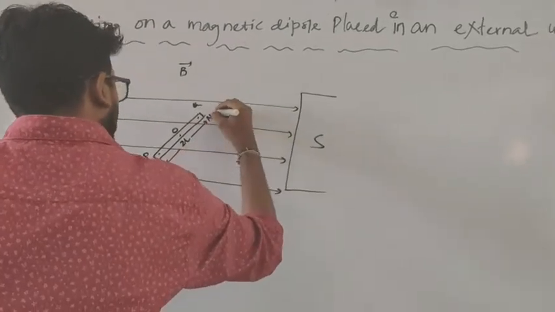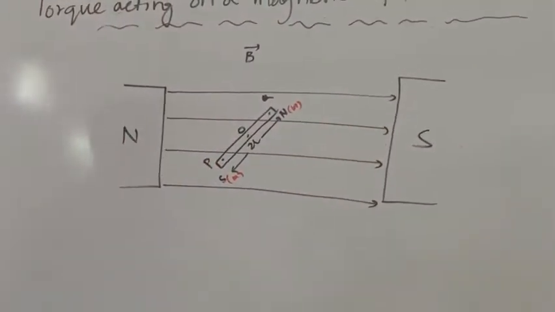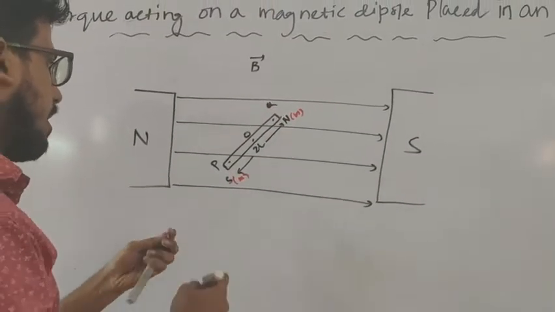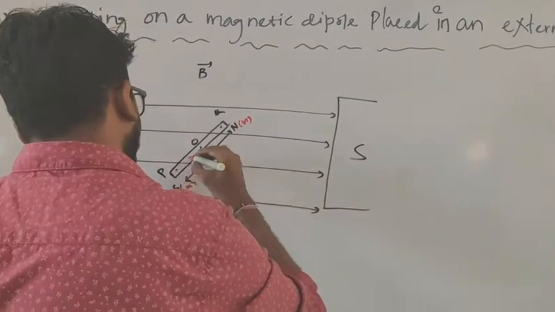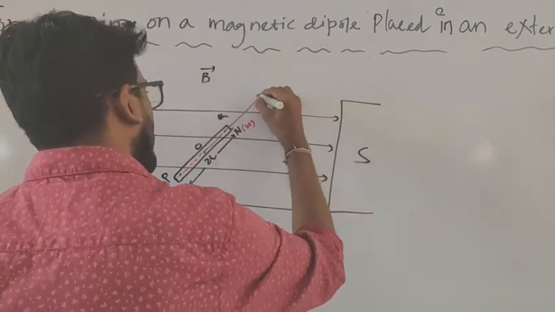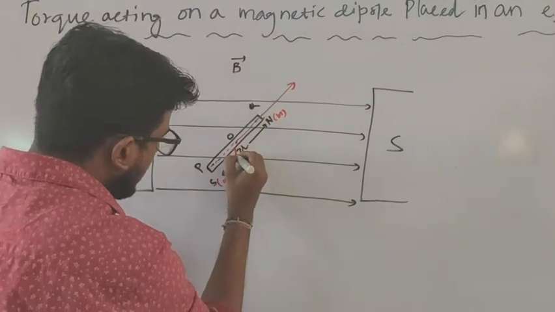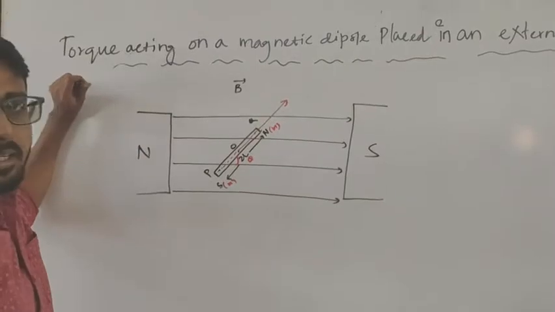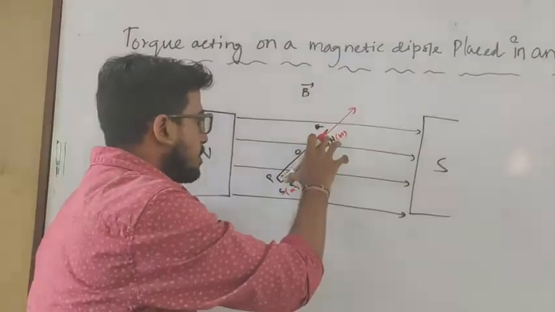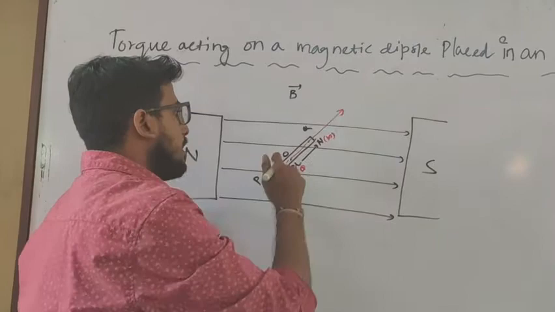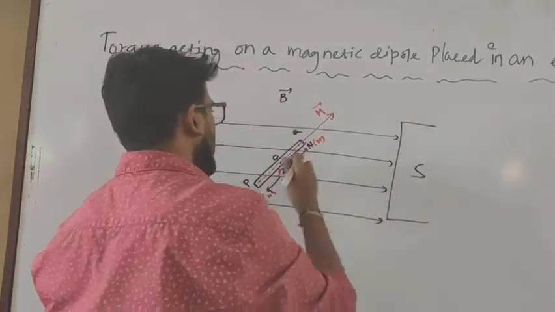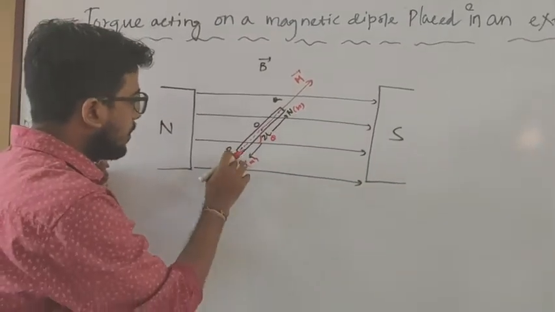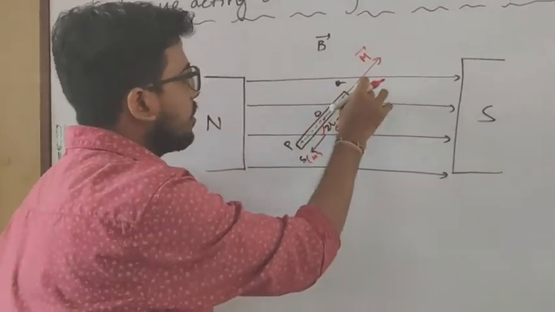And this is M and this is L. So initially the bar magnet is placed in the external magnetic field in such a way that the magnetic dipole moment, which is from south pole to north pole, makes an angle theta with the direction of the external magnetic field B. Clear? So the dipole is placed such that the dipole moment M, which is from south to north, makes an angle theta with the external magnetic field, and at point P here is the south pole and at point Q here is the north pole.